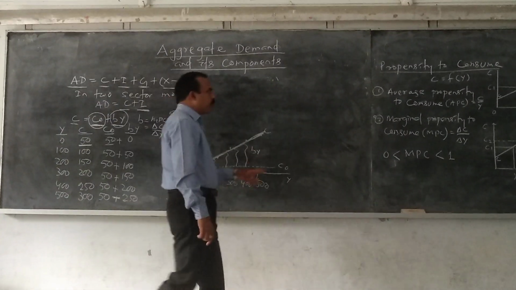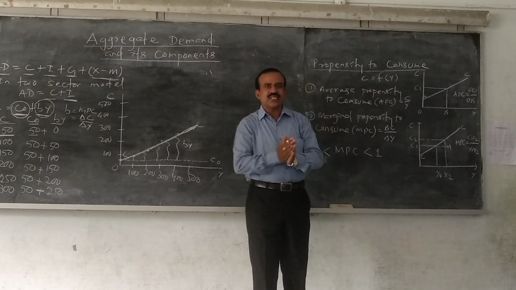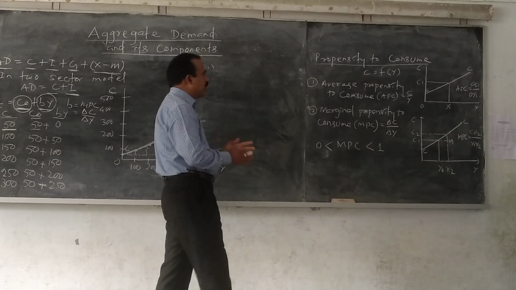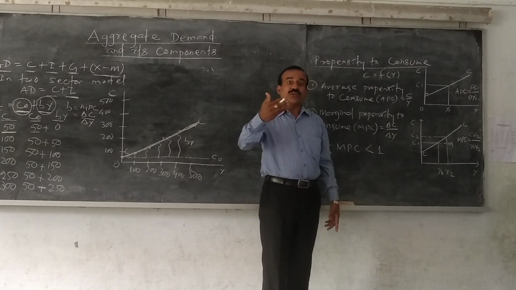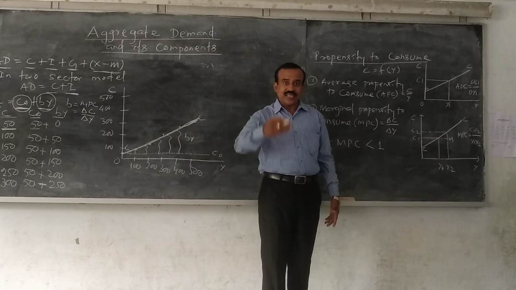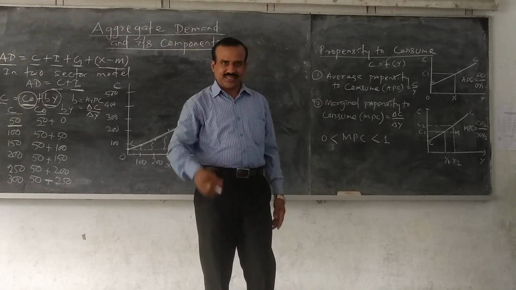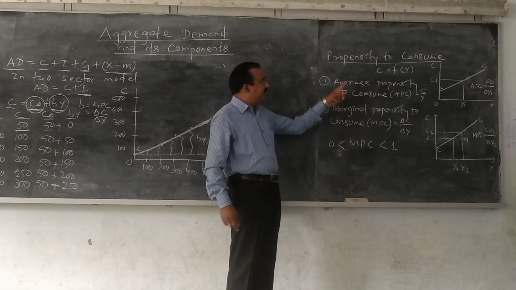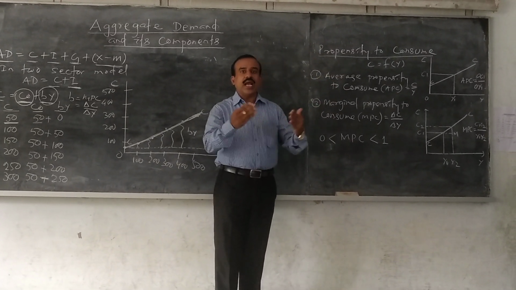Now you see propensity to consume. Here it shows the relationship between consumption and income. According to Professor Keynes, consumption is a function of income and it is called the consumption function. Keynes stated that with the increase in income, consumption rises, but consumption rises at a lower rate. So what is the meaning of propensity to consume? It shows the relationship between consumption and income.